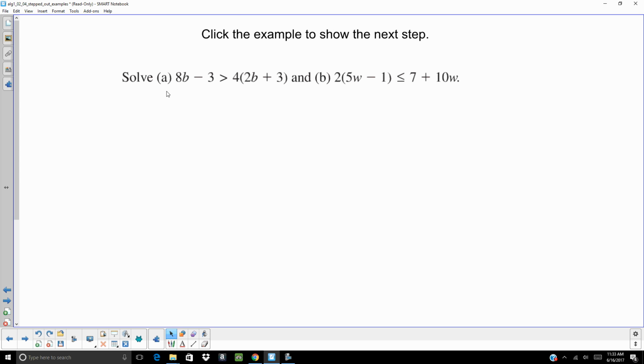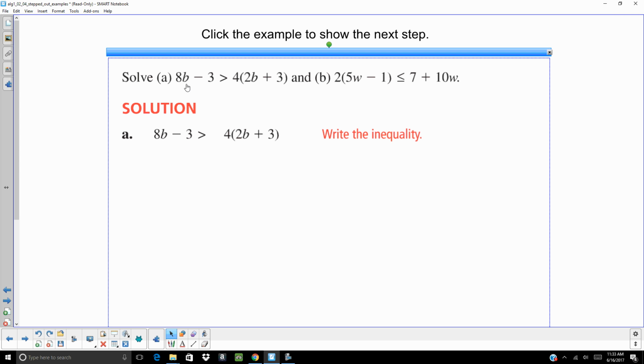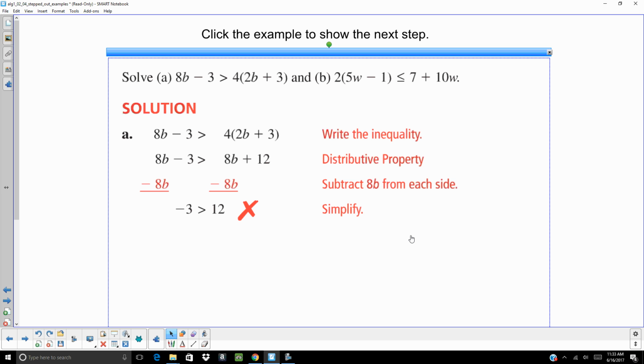All right, we have 2 problems here. Let's go ahead and look at that first one. 8b minus 3 is greater than 4 times the quantity 2b plus 3. But whenever I see parentheses, I'm automatically going to start thinking distributive property. Well, now I've got variables on both sides. Let's subtract 8b from each side of the inequality. And I get negative 3 is greater than 12. Oh gosh, that's not true. All of our variables canceled out and we're left with a false statement. So there is no solution.